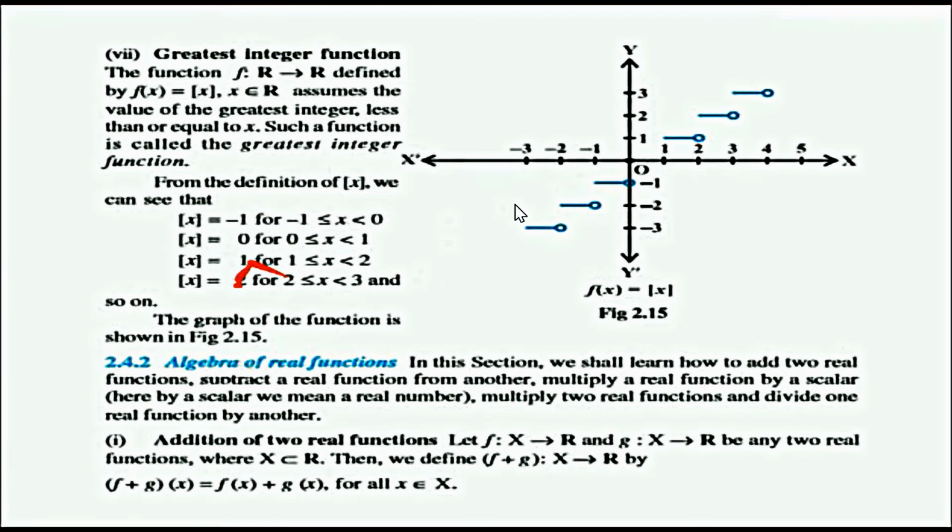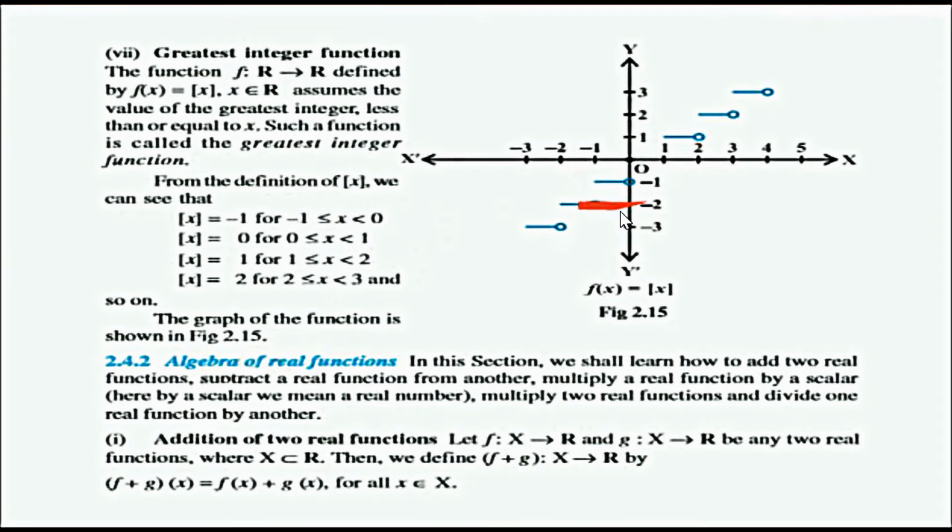So this is the graph. How is the graph? Any value between 0 and -1, it will be -1. Any value between -1 and -2, it will be -2. Any value between -2 and -3, it will be -3. And again the same stuff. At 0, it will be 0. But any value between 1 and 2, it will be 1. Any value between 2 and 3, it will be 2. Any value between 3 and 4, it will be 3 always. This is your greatest integer function.